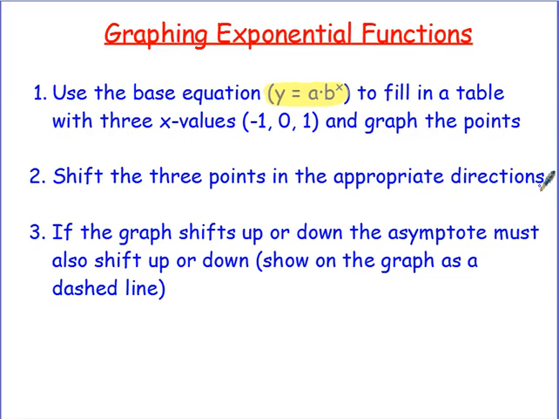If the graph shifts up or down, the asymptote must also shift up or down. Okay, the asymptote, that imaginary line that we cannot touch, it moves. But it only moves when the graph is shifted up or down. So whenever that happens, we show it on the graph as a dashed line. And again, when we get to examples, we'll show you what all of this means. And so we're going to go ahead and take a look at our first problem.